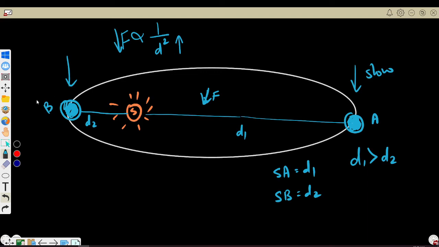Whereas when you talk about the planet at position B, the distance is very small. So if the distance is very small, the magnitude of the attractive force exerted by the sun will increase. So this is why when the planet is at the near point, it moves at a faster rate, and when it is at the far end, it moves at a slower rate. I hope this is clear to you.